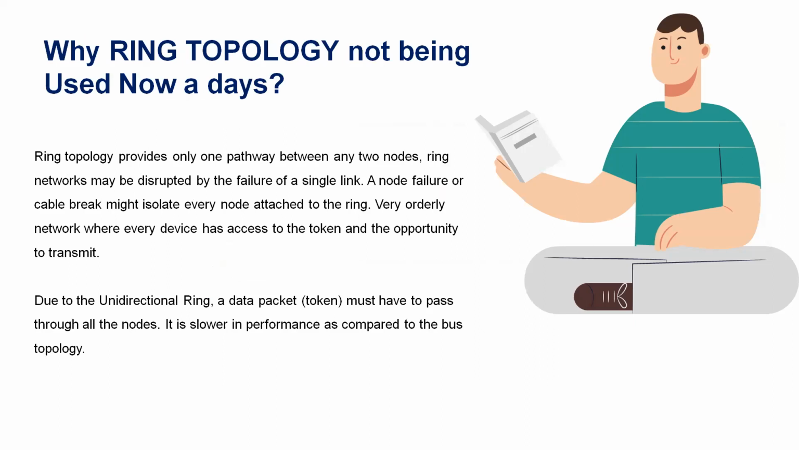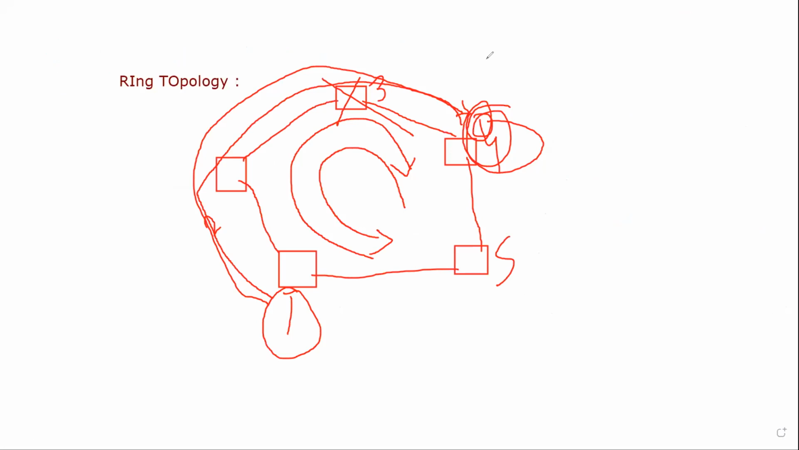Due to the unidirectional ring, a data packet must pass through all the nodes. So it is also slower than bus topology. So nowadays we are also not using our ring concept. After that we have a topology named star.